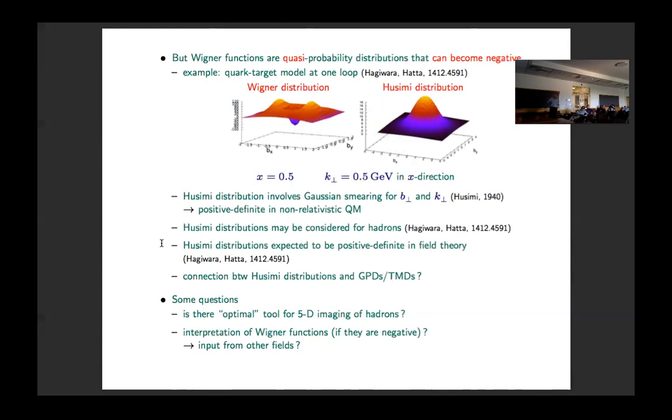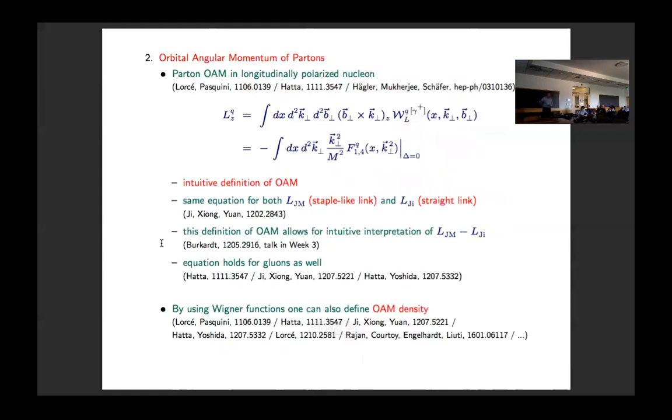So to finish this discussion about attempts to get 5D images of hadrons, I want to finish with a couple of questions. Is there actually an optimal tool for this 5D imaging? And if we want to go with the Wigner functions, how could we actually interpret them if they are negative? Can we actually go beyond saying, oh, this is a clear quantum effect? And perhaps this is an area where we could learn from other fields, where they are used heavily, particularly in quantum optics.